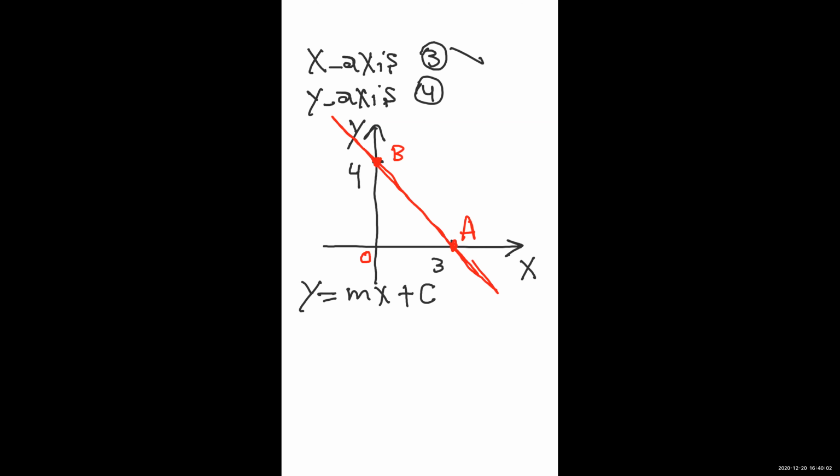Can we get the slope? Of course. This is point A and point B. Point A means 3 and 0, right? And point B means 0 and 4.